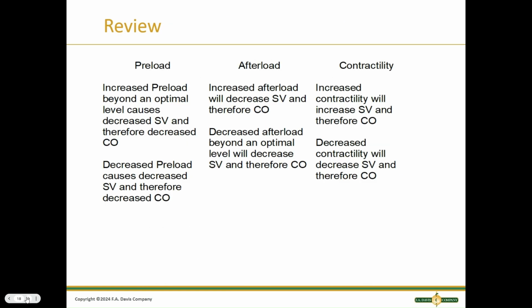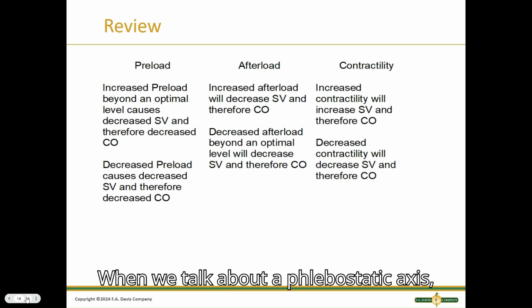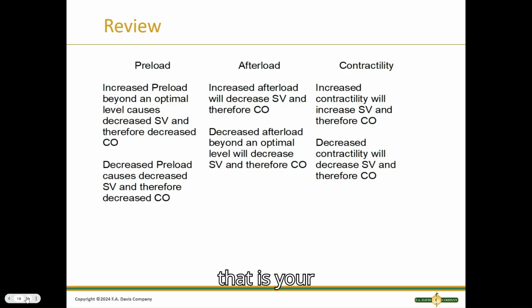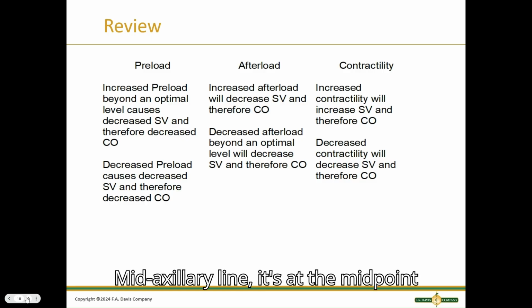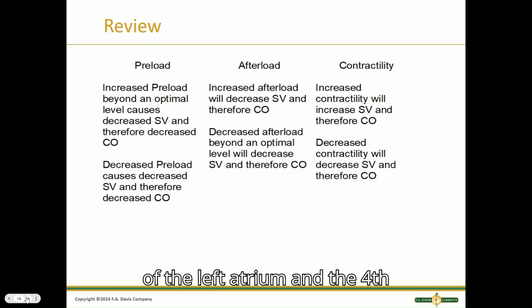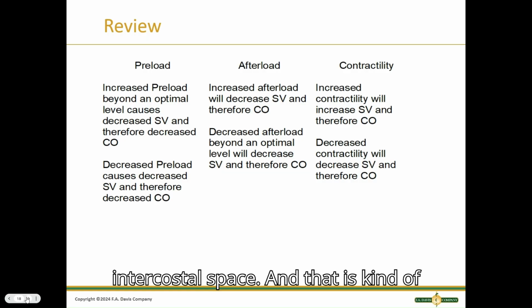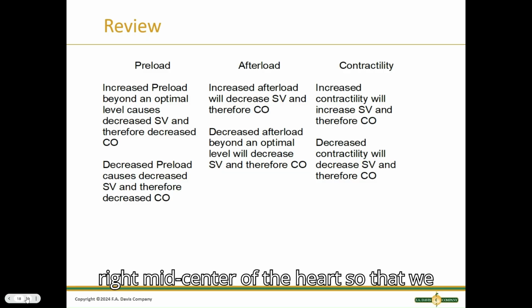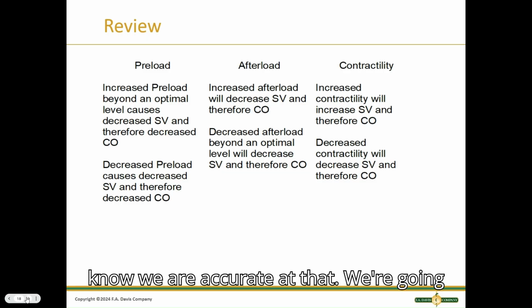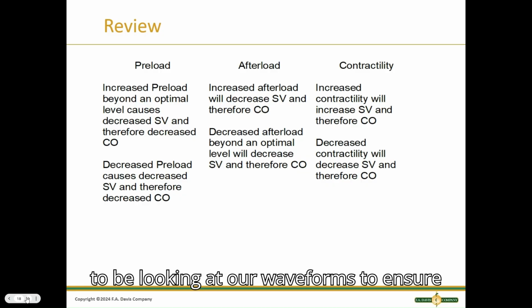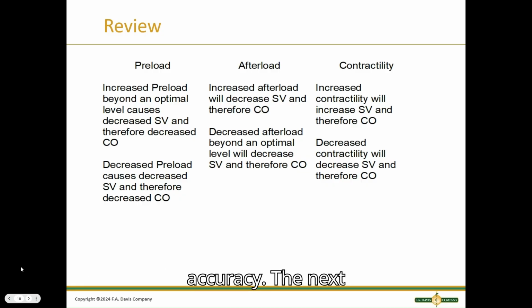This is just a little review that pulls them all together against your preload, your afterload, and your contractility, which are all of the things that affect your stroke volume, and kind of puts it out between if you're looking at increased preload, what could be causing it versus decreased preload, same for the afterload and the contractility.